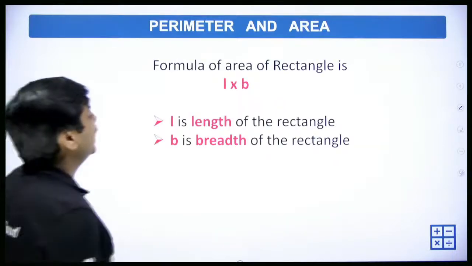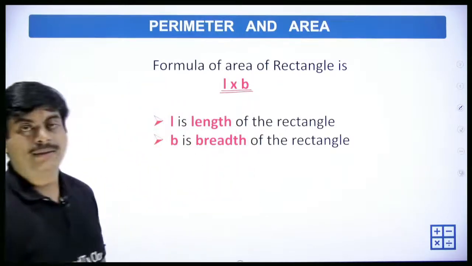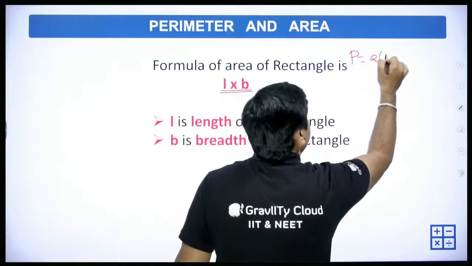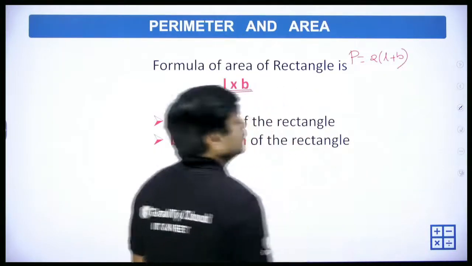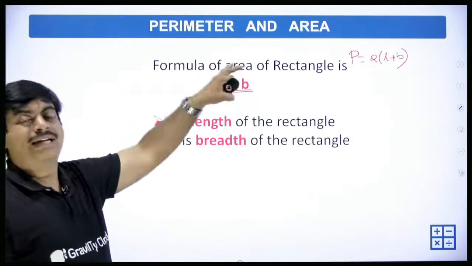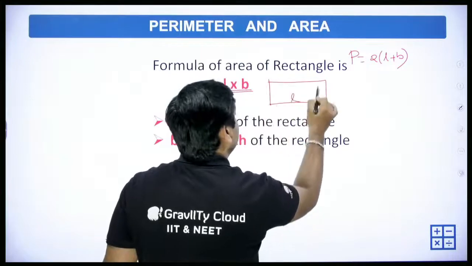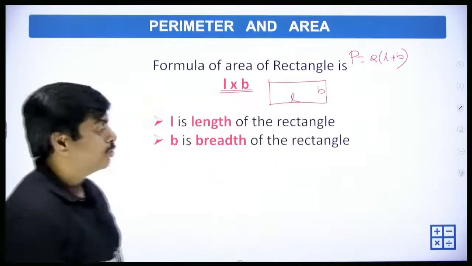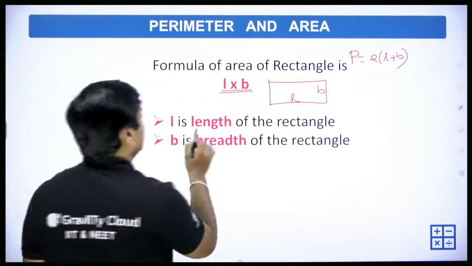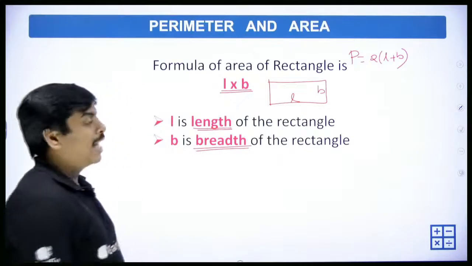So, the formula for finding the area of a rectangle. Area of a rectangle is length into breadth. Don't confuse it with the perimeter. Perimeter is equal to 2 times (length plus breadth). But here, the formula for the area of a rectangle is length into breadth. This is length, this is breadth. So that becomes length into breadth. L is the length of the rectangle and B is the breadth of the rectangle.